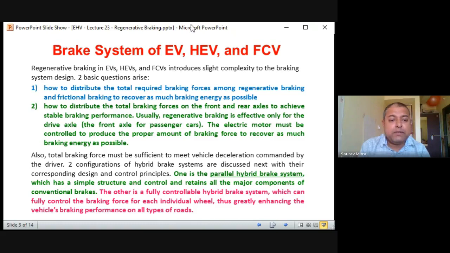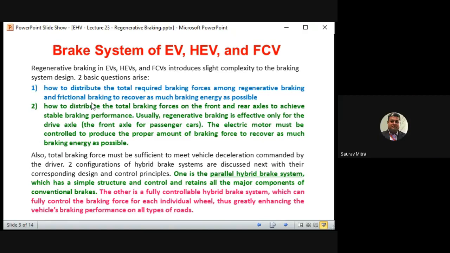Also, for total braking, we have to ensure that the total brake must be sufficient to meet the vehicle deceleration commanded by the driver. So, two configurations. These two configurations we are going to see today. Two configurations of hybrid brake system are discussed next with their corresponding design and control principles. I have shown you the schematic diagram as may be found in the book, and their special features.